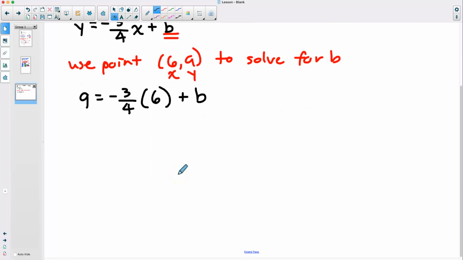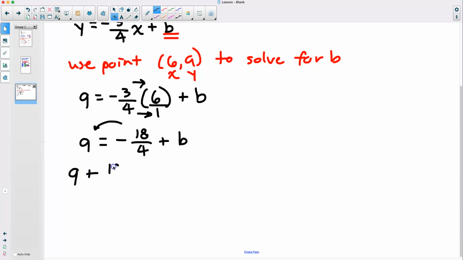So now it's just a matter of simplifying. You have this minus 3 over 4 times 6. This is going to be over an invisible 1. When you have fractions, we multiply across. So in this case, we get minus 18 over 4 plus b. We're going to bring this over to this side, and that's going to turn it into 9 plus 18 over 4 is equal to b.